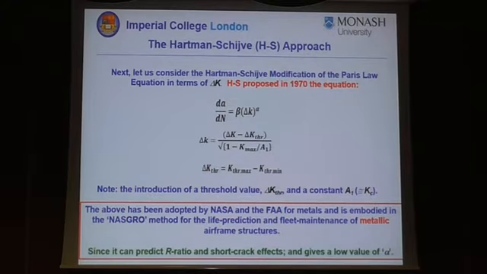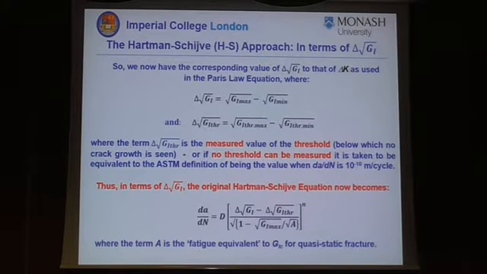So that's the background. What we're going to do now is, we've said we can use delta root G, so we're now going to take delta root G, plug it into the Hartmann-Schreiber, and we end up with this one. So this is the same as the metals people, just in terms of delta root G, analogous to the Paris law. So here's the difference between the maximum and minimum loads, square roots of course. There's the threshold value. There's that denominator, G1 max. A is equivalent to the G1C, the quasi-static fracture.